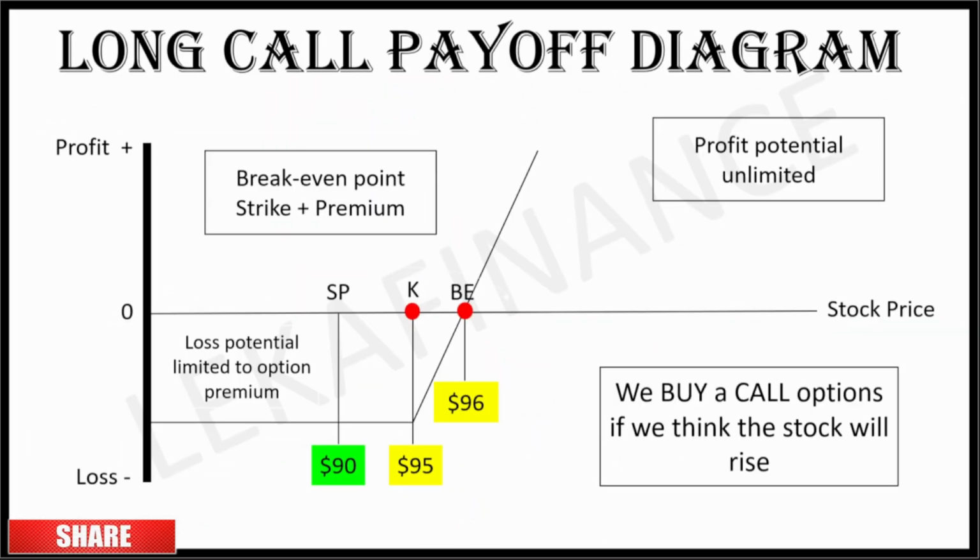Remember that. For us to make money, we need the future stock price to be trading above our break-even, which is the strike price plus the premium, which is this distance here. Our strike price is 95, and we paid $1 for this premium. Our break-even is 96. Anytime the stock price breaches $96, we'll be making money on this call option.